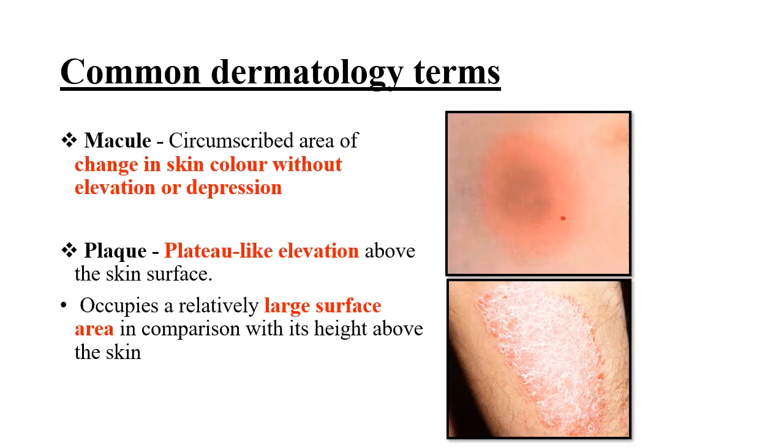The topic for today's discussion is spongiotic dermatitis. These are some common dermatology terms which will be used frequently in this lecture. First is macule. It is a circumscribed area of change in skin color without elevation or depression. Then plaque. Plaque is a plateau-like elevation above the skin surface. It occupies a relatively large surface area in comparison with its height above the skin.